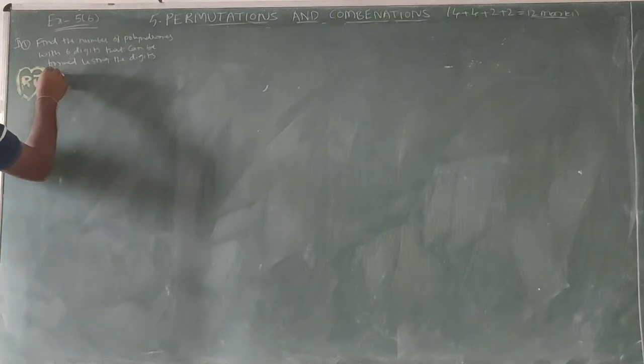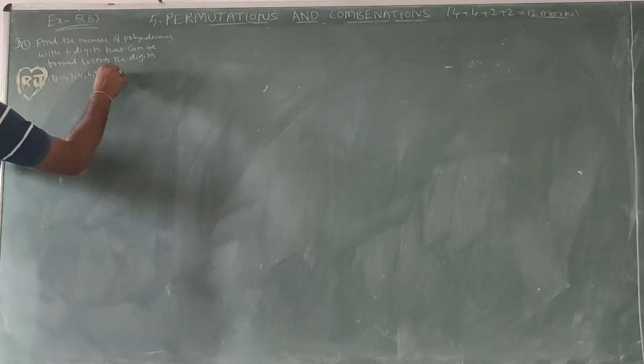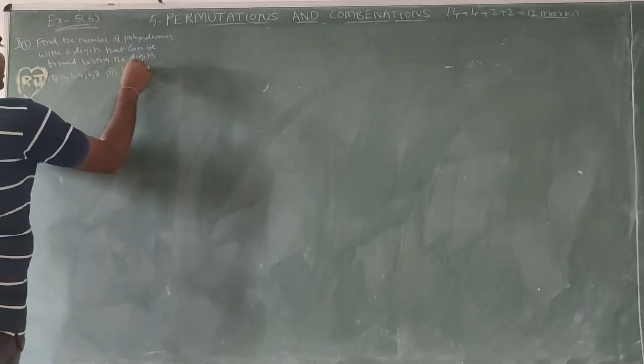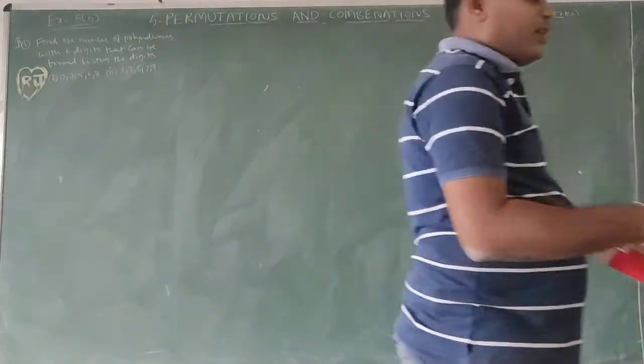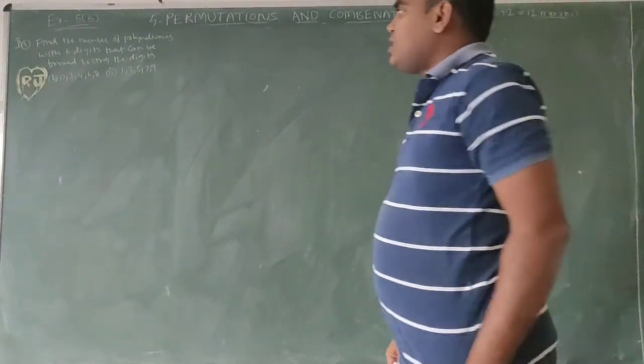First one 0, 2, 4, 6, 8. Second one 1, 3, 5, 7.